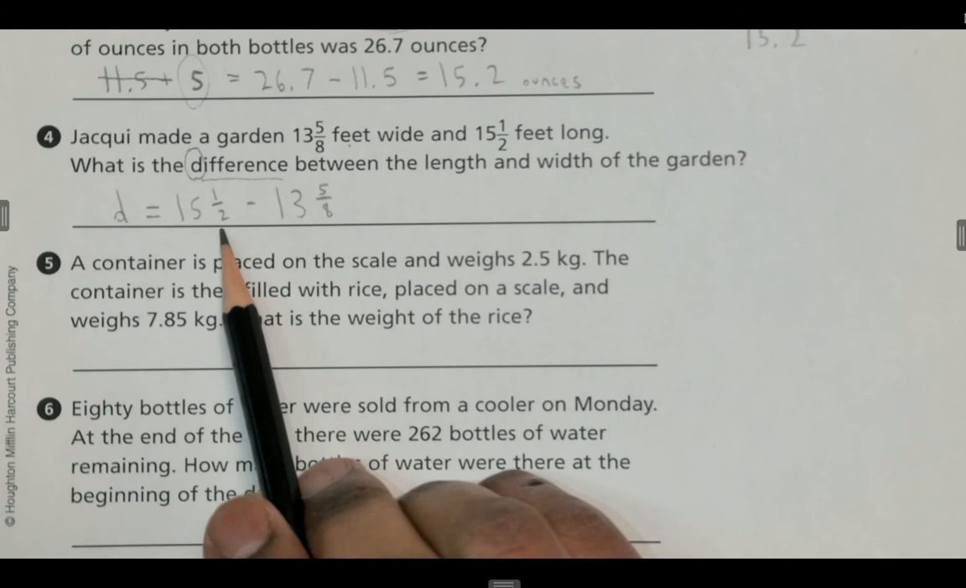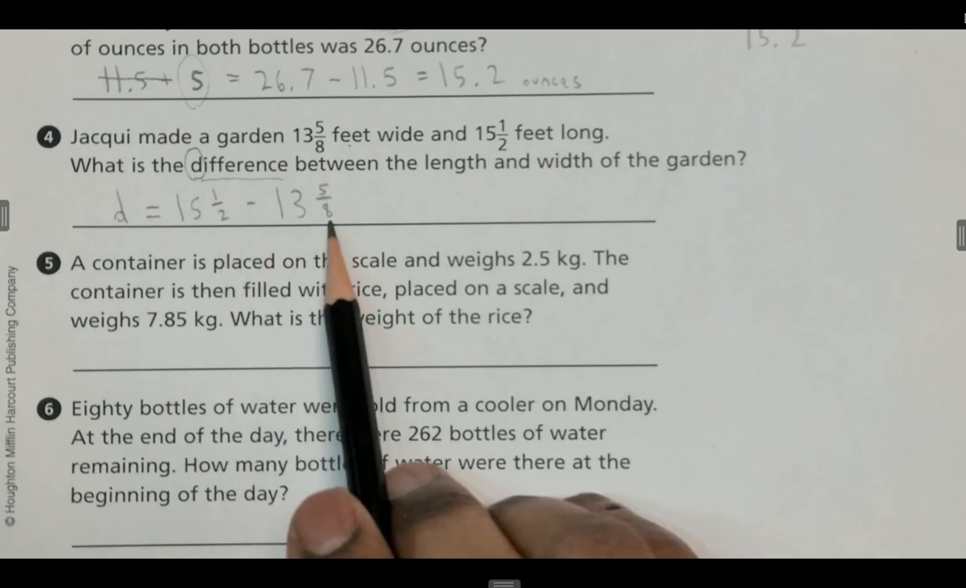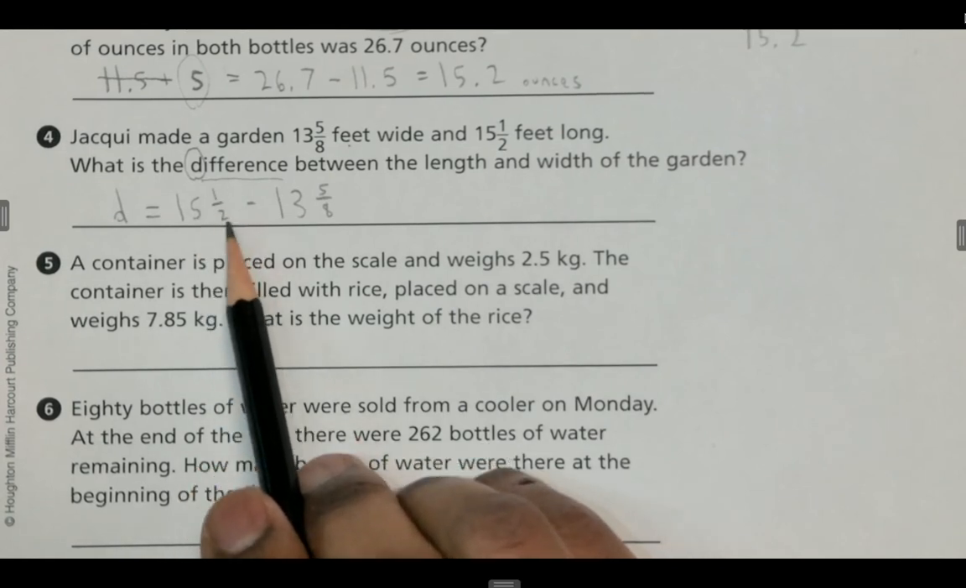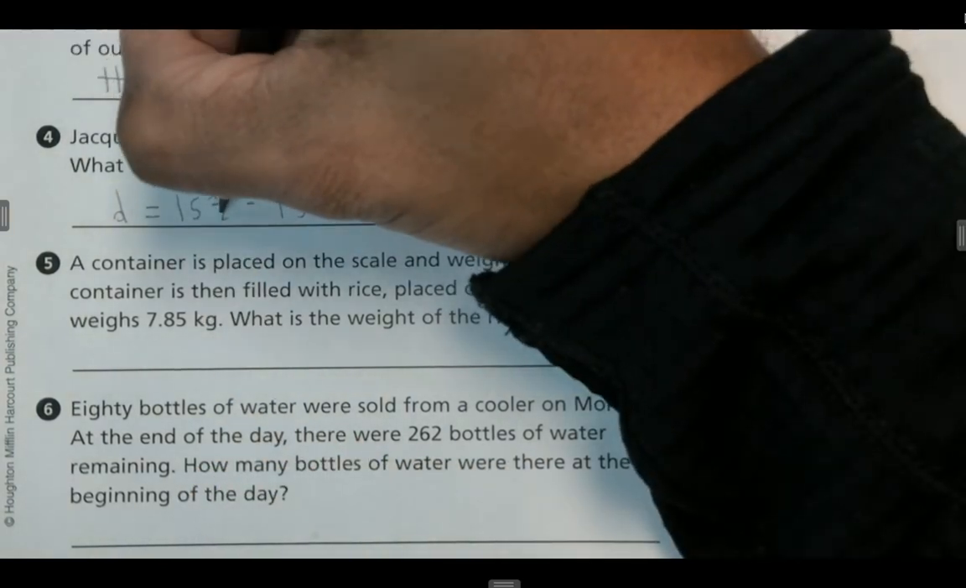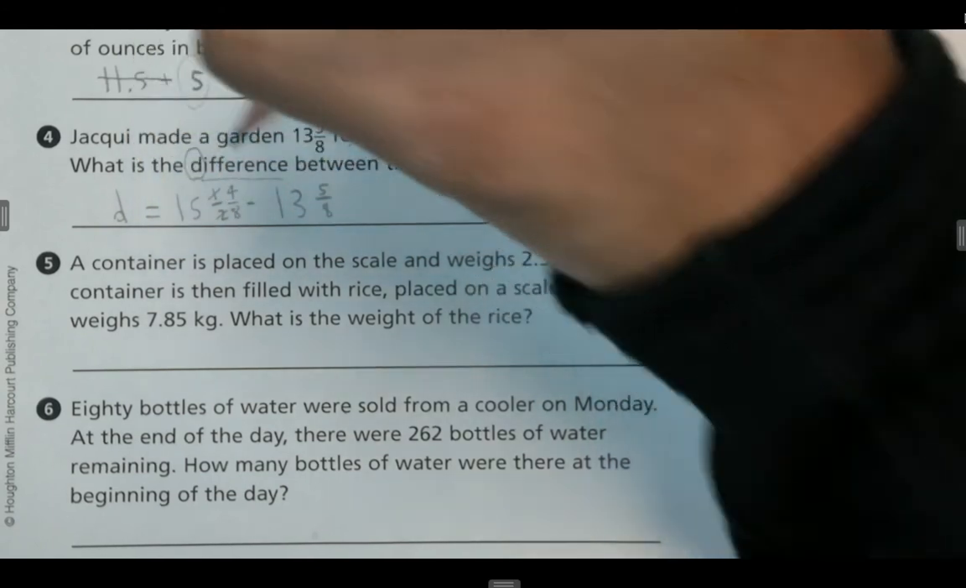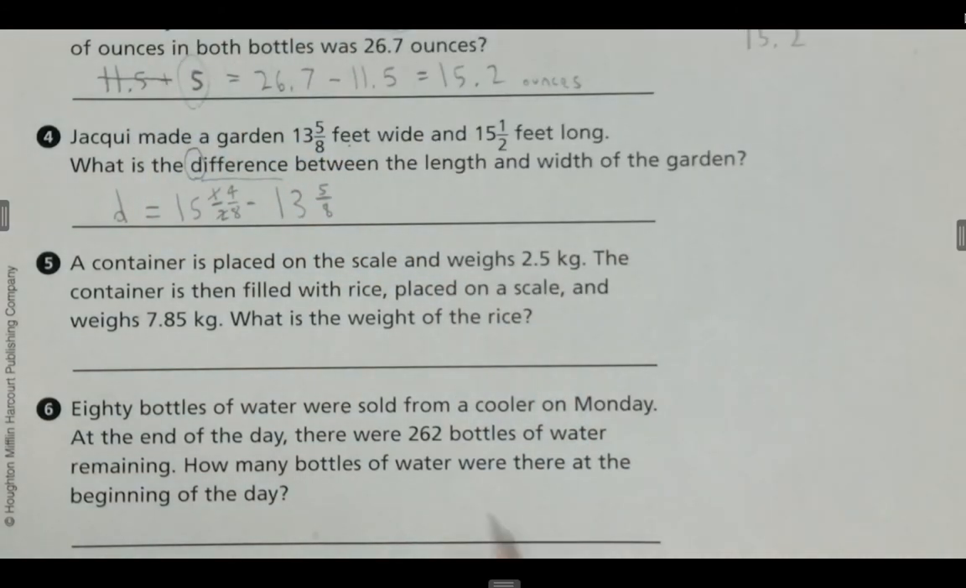I know that when I'm adding or subtracting mixed numbers, I must start with a common denominator. I have a 2 and an 8. The 8 is the larger of the 2. Will 8 work for 2? Yes, it will. Let's rewrite 1 over 2 as 4 over 8. Multiply the bottom and top by 4.